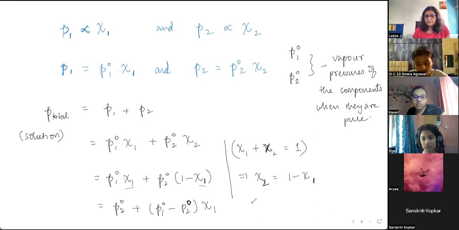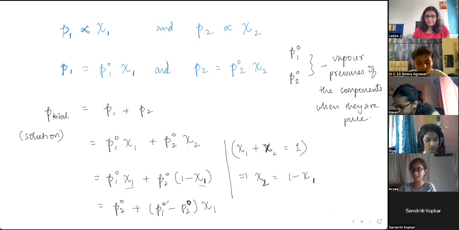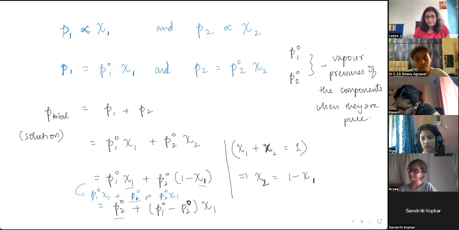But it will be P02 chi1, right? So where is that? P02 chi1 will come from here. Where did we write that? Here, taking chi1 common gives P01 minus P02. So expanding this, we get P1 naught chi1 plus P2 naught minus P2 naught chi1. So P2 naught alone I've written here, and from this and this I took chi1 common, so P1 naught minus P2 naught comes in the bracket.